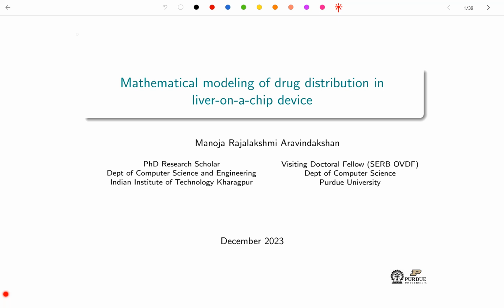So today I'm going to give a talk on mathematical modeling of drug distribution in liver-on-a-chip device. I gave this talk during a workshop for data-driven mechanistic models of complex biomedical systems at University of Birmingham in December 2023. This is a collaborative work done with ESQ Labs, GmbH.